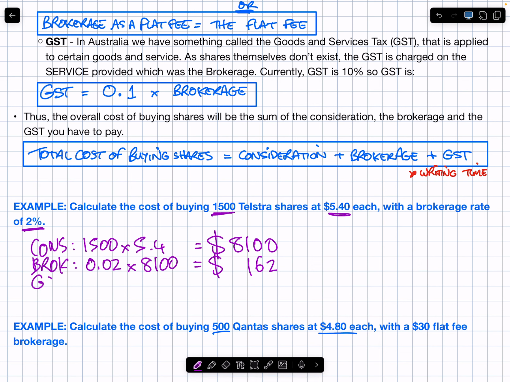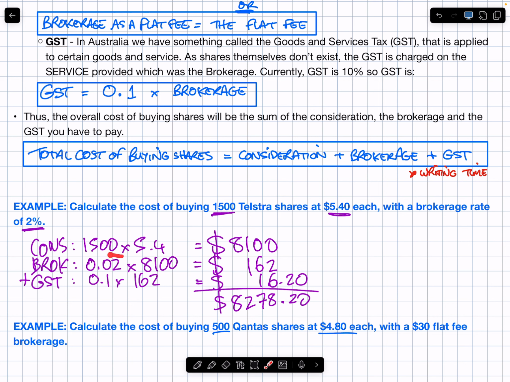And then GST is the 10% government cut of the service provided. What was the service provided? The brokerage, which was $162. So 0.1 times 162 is $16.20. So you can use your calculator. There is no longer any test that requires no notes, no calculator. You'll always have a calculator these days. That's why you do the maths. I wanted to buy $8,100 worth of shares, but how much will it actually cost me? $8,278.20.